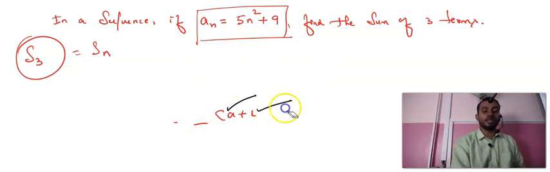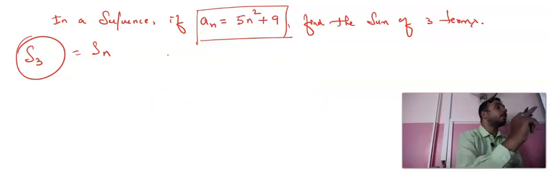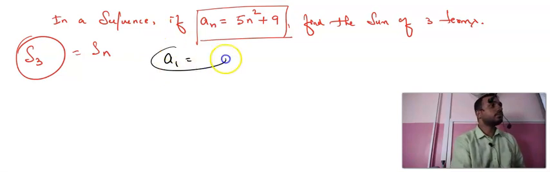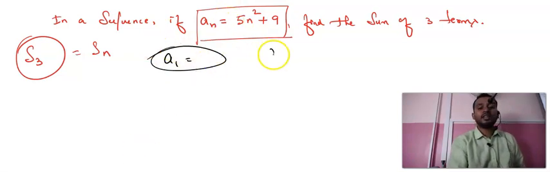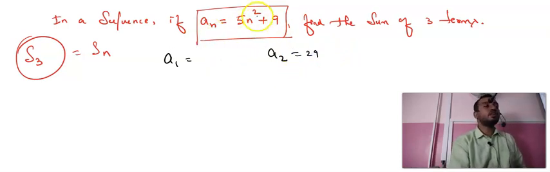What we should do here is very simple, same as what we did in the previous case. In place of n, substitute 1, you get a1. In place of n, substitute 2: 5 into 2 square. 2 square is 4. 5 into 4, 20. 20 plus 9, 29. So the second term is 29. First term: 5 into 1 square is 1. 5 ones are 5. 5 plus 9, 14.